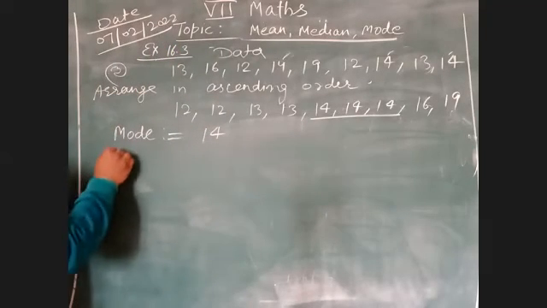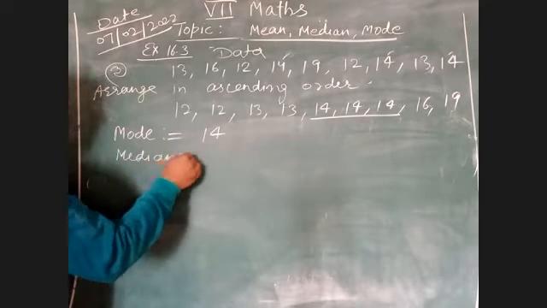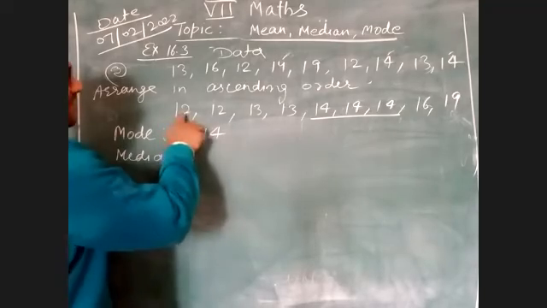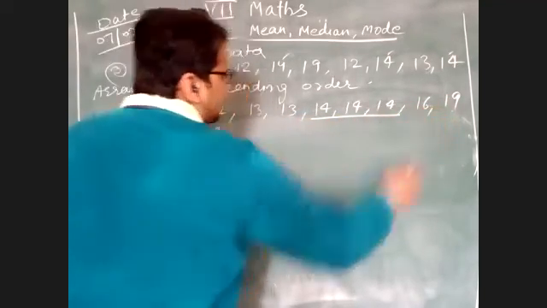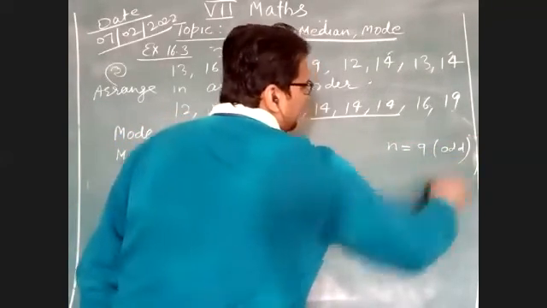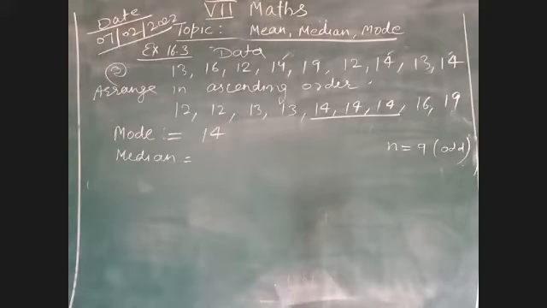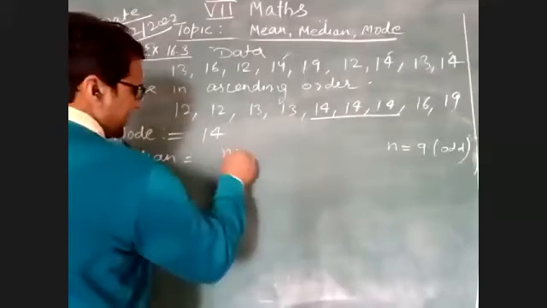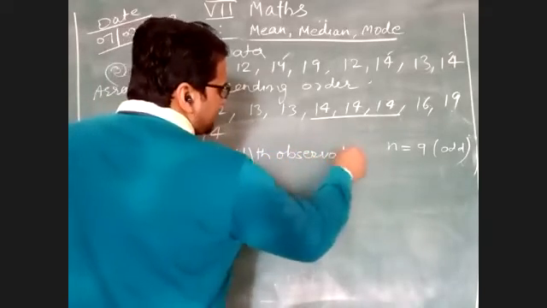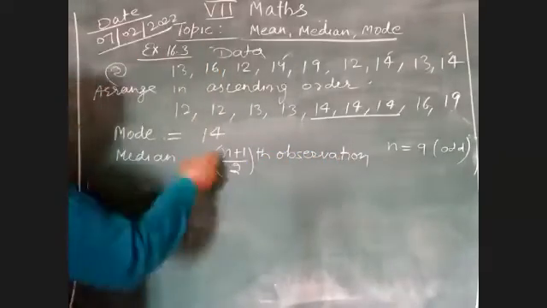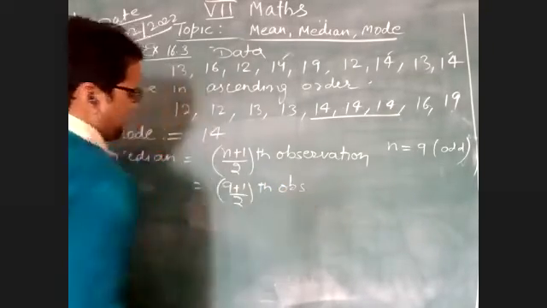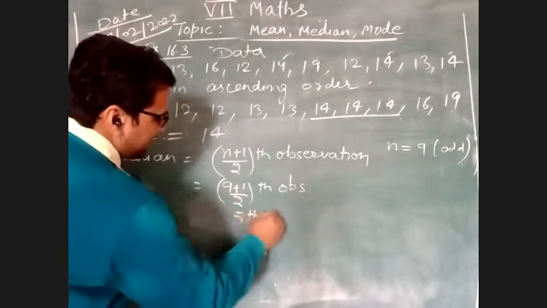Now we have to calculate the median. To calculate the median, first of all you have to observe the n. N means number of observations. So in this data, the number of observations are 1, 2, 3, 4, 5, 6, 7, 8, 9, and the value of n is 9, and that value is odd. So median will become the n plus 1 by 2th observation. The value of n we have to put here, n plus 1 by 2, and this will become 10 by 2, means 5th observation.